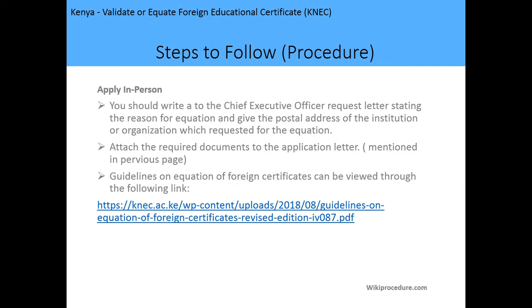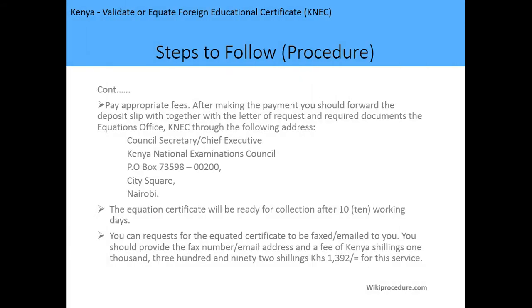Number 2 is that you should attach the required documents to the application letter. The required documents you've already mentioned there, and first of all, I've included a link to guidelines on how you can go about the procedure. So number 1, you need to note that you should write a letter to the Chief Executive Officer requesting equation or validation, and give reasons why you want your certificates to be validated.